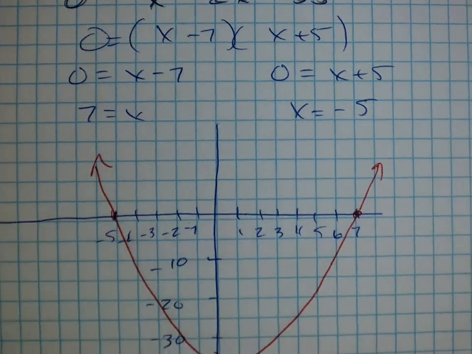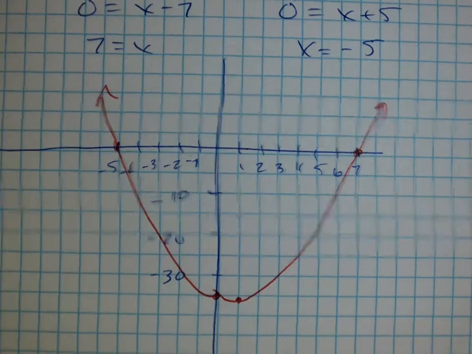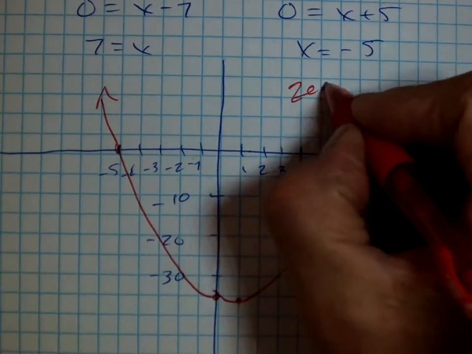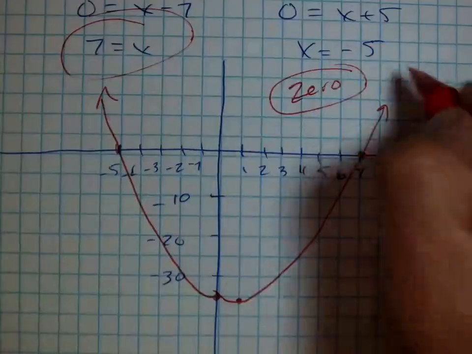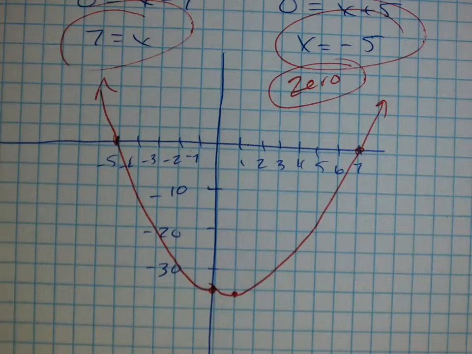And it's only really wide because I changed the scales, right? So what are the zeros? 7 and negative 5. Yes, those are the zeros. I think somebody said those are the x-intercepts, right? Okay. All right. Can you do that tomorrow?